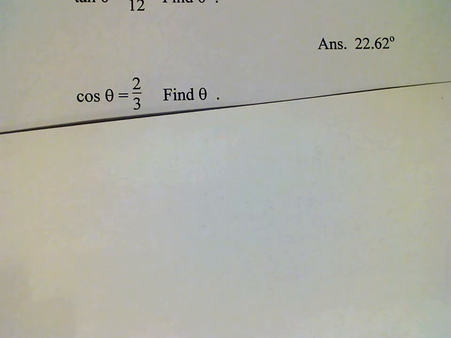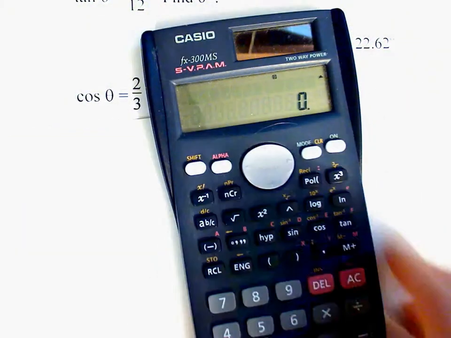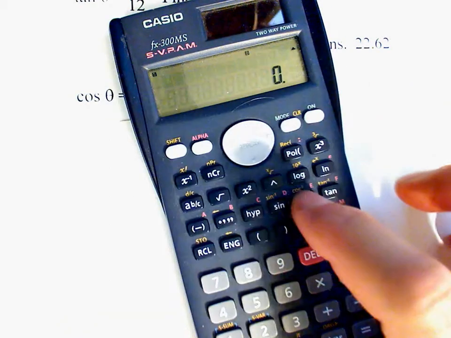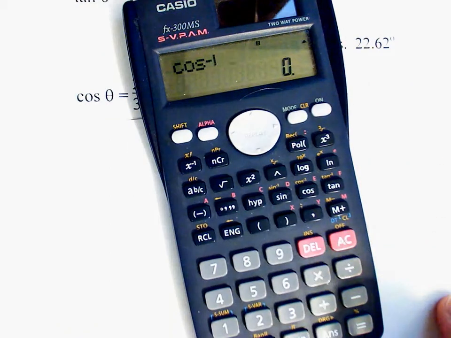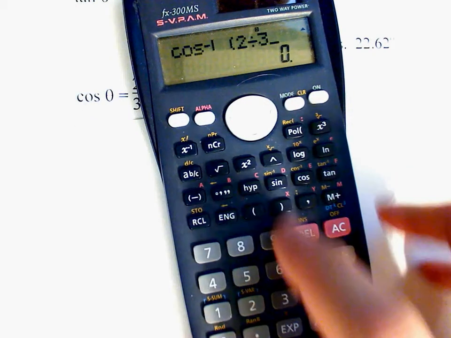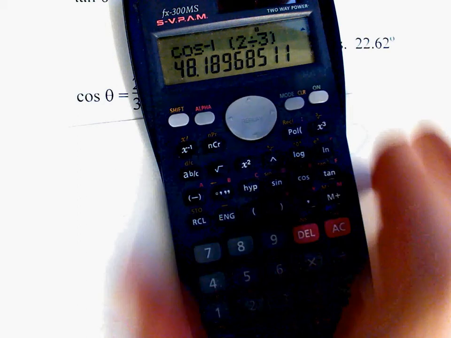One more example. Cosine of theta is 2/3. Find theta. So I'm going to need inverse cosine, of course. And then 2/3. And the answer is about 48.2 degrees.